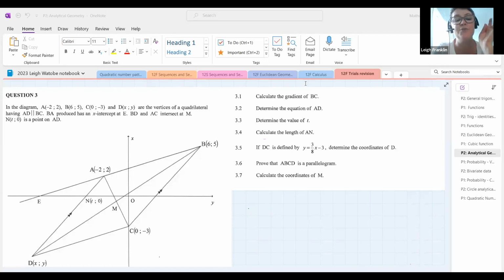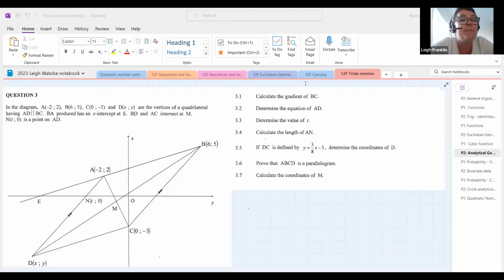First things first, do not make any assumptions. It is not a parallelogram. We only have one pair of opposite sides parallel, and we don't know that these sides are necessarily equal to each other either. So very important, don't make assumptions about what it is in order to help us solve any problems.